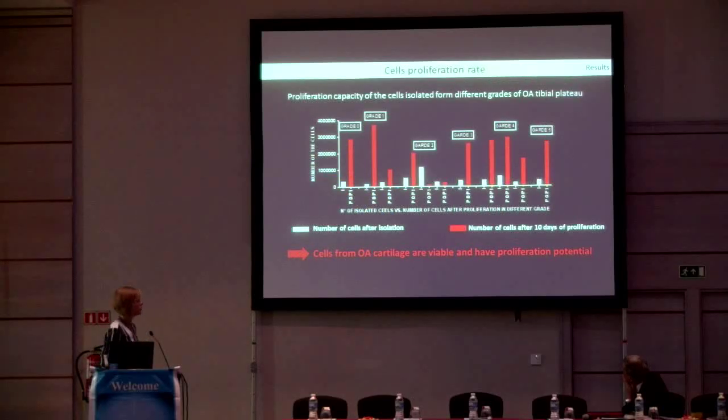Now when we know this, we wanted to see, are these cells viable and can they proliferate in a cell culture? And if you take a look at these results, we show that in all of the grades of osteoarthritic cartilage, we have an increase of the cell number after the proliferation of just 10 days compared to the cells just after isolation. And then based on this, we are able to say that yes, they are viable and we can proliferate them and increase the number of the cells in a cell culture.